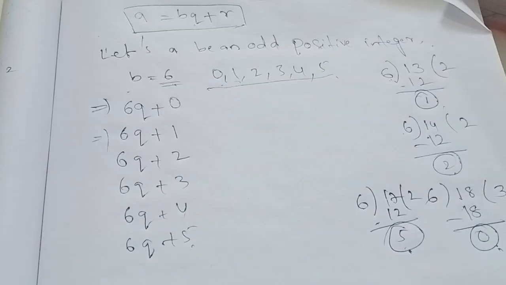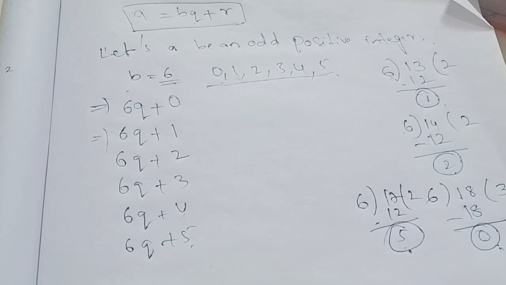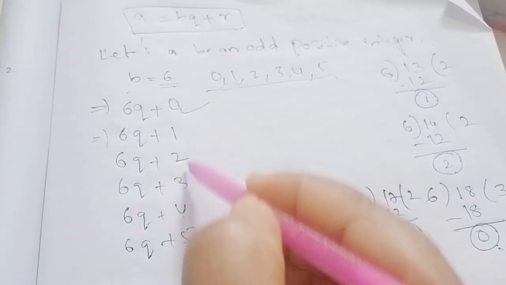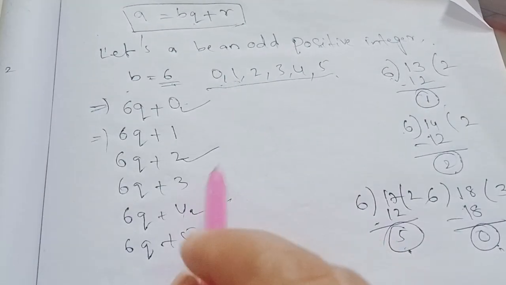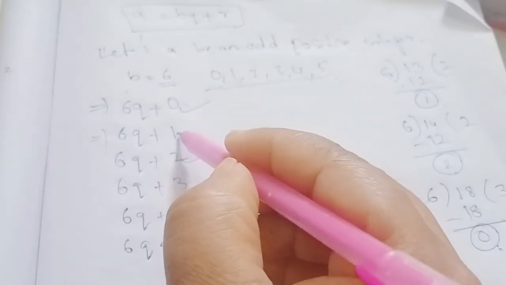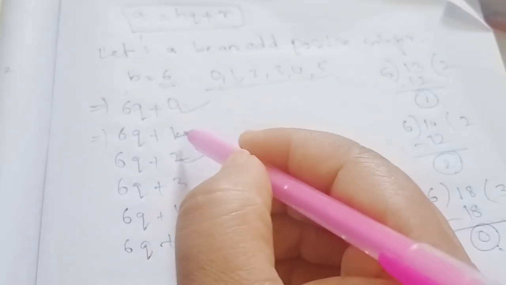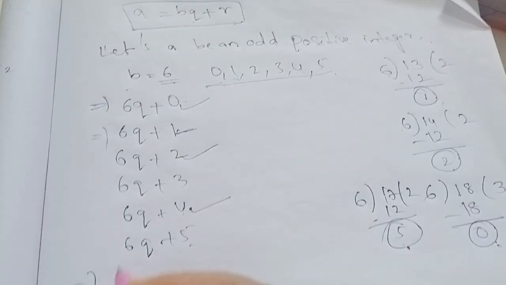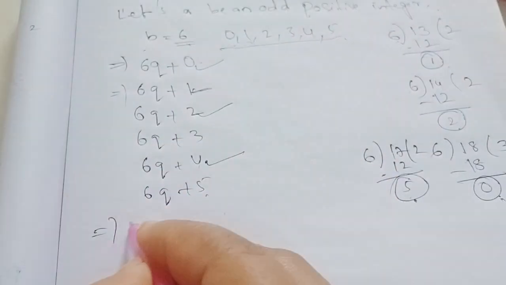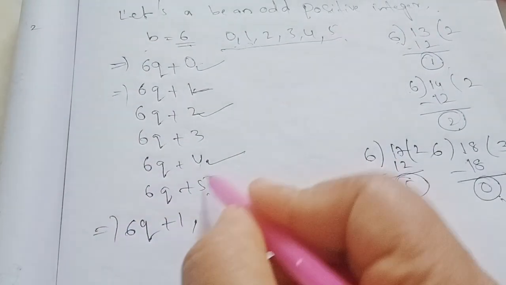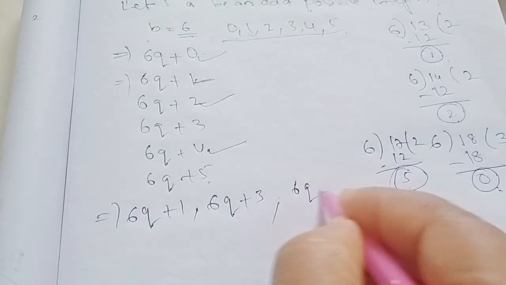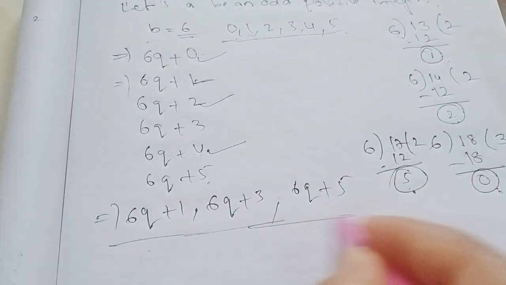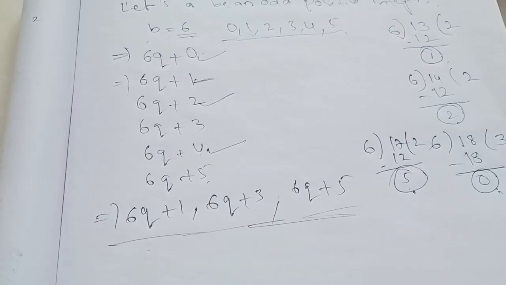But what is given in the question? Any positive odd integers, not even integers. So this is an even number, and this is also an even number. This is also an even number. But the question also says only odd numbers. So we can prove that the odd numbers are 6q plus 1, 6q plus 3 and 6q plus 5. Okay, this is proved. Is it clear?